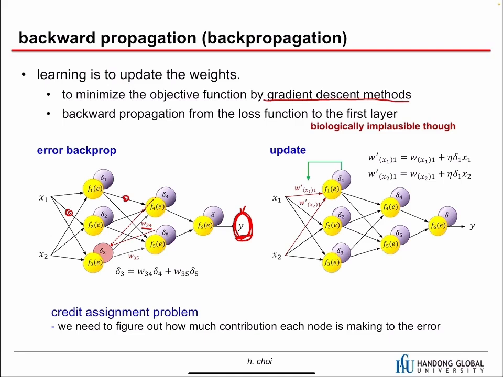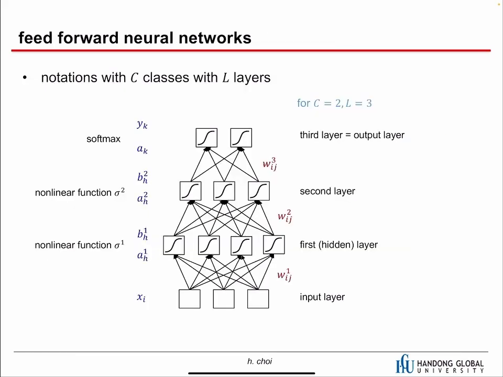So in training, there is a credit assignment problem. The credit assignment problem says we need to figure out how much contribution each node is making to the error. So how much do we have to update a specific parameter? This derivative does that. Okay, so let's see the equation in detail.